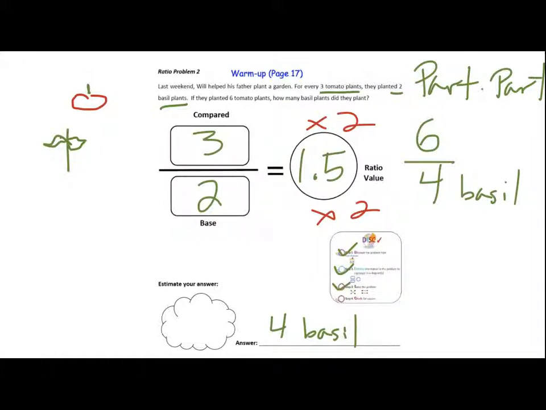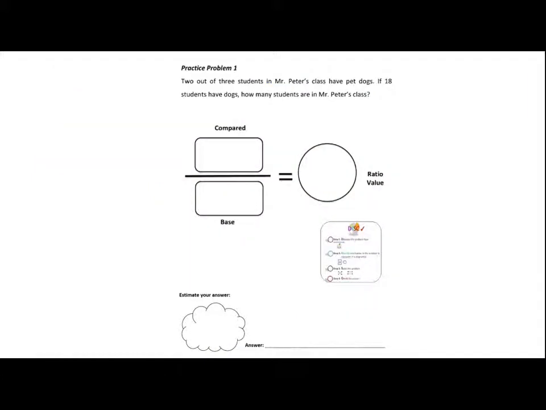Final step, check your solution. Let's see, does that make sense? We've got double tomato plants. My estimate was about 4. That seems like it makes sense. We're good to move on. We have 2 more practice problems to do. Your job right now is to try them on your own, and I will give you the answer at the end, but I will not explain how to do them. You will have to do that yourself, following your steps down below right here with our DISC.